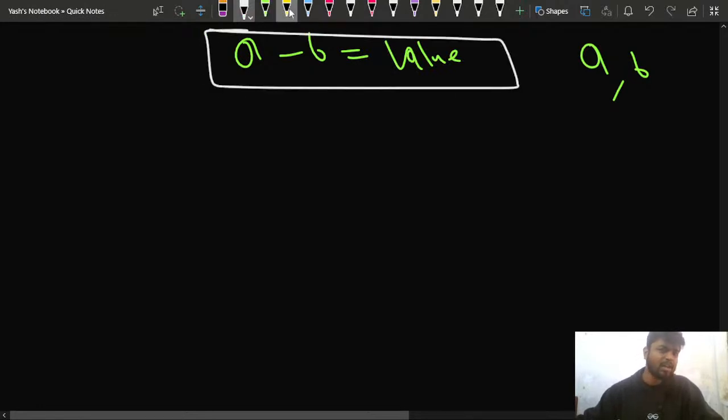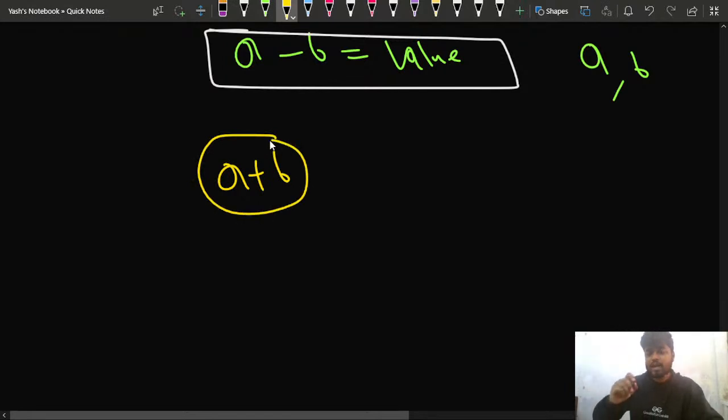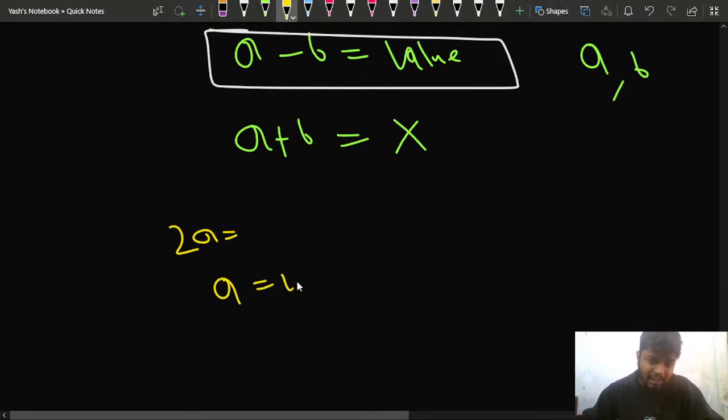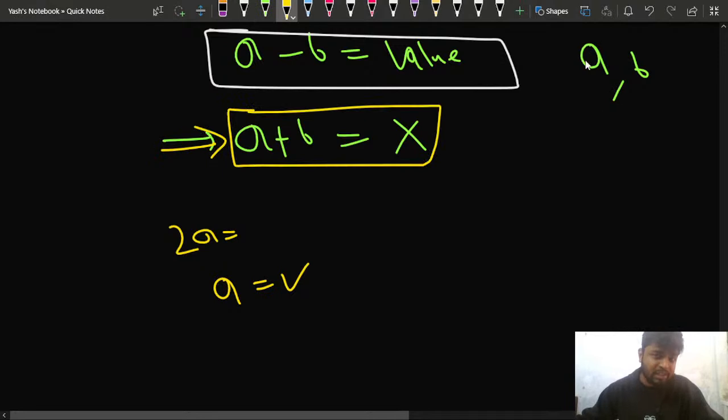I want a value for a minus b, but if I also had a plus b, then I could have easily calculated it. How? If a plus b was also there with me, and it had some value, let's say x, I could have easily solved it. Once I get a value, I could have put a into this particular equation, and then I could have got both the unknowns a and b, right?